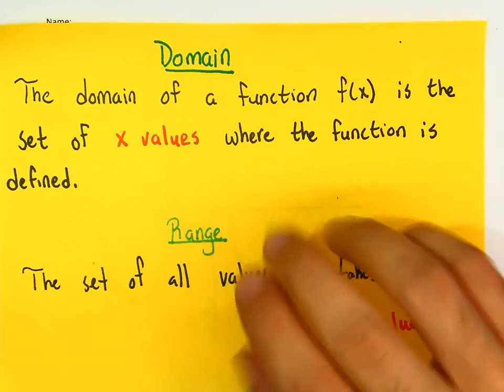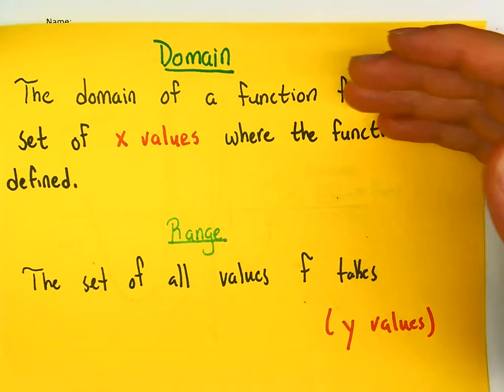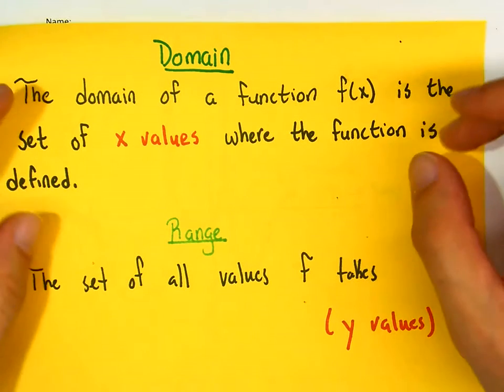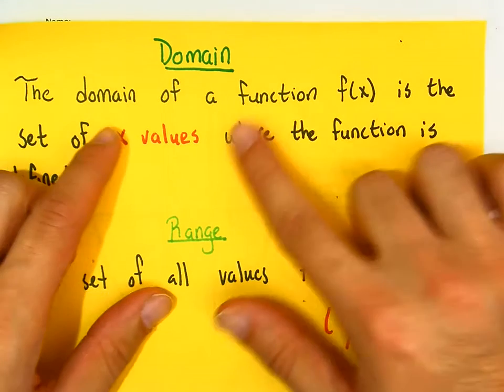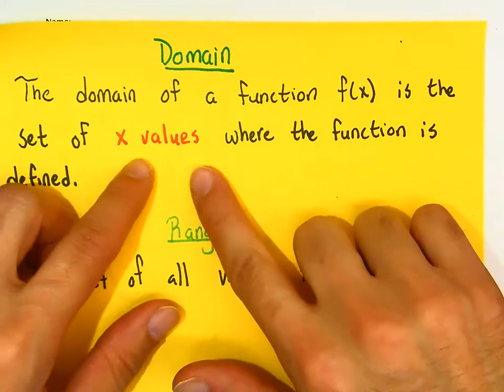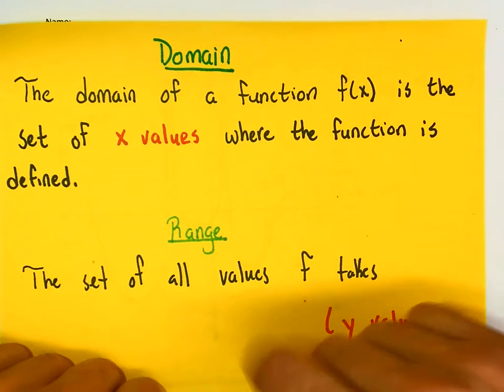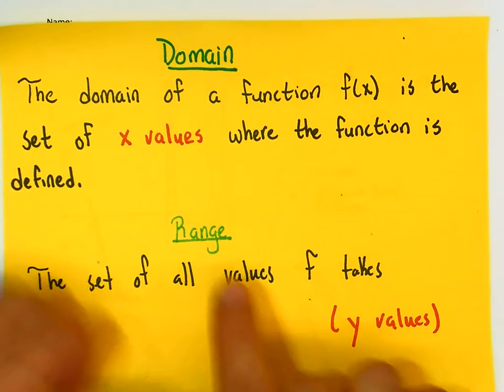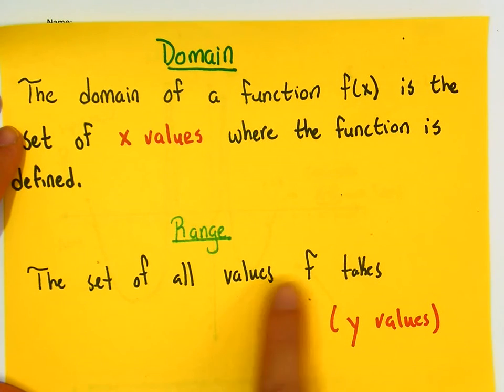All right, welcome everybody. Part two. For this part, we're just going to talk about the domain and range of a function. If you don't have it, the domain of a function f of x is a set of x values where the function is defined. So for domain, think x values. For range, think y values. But the range is a set of all values that f takes.